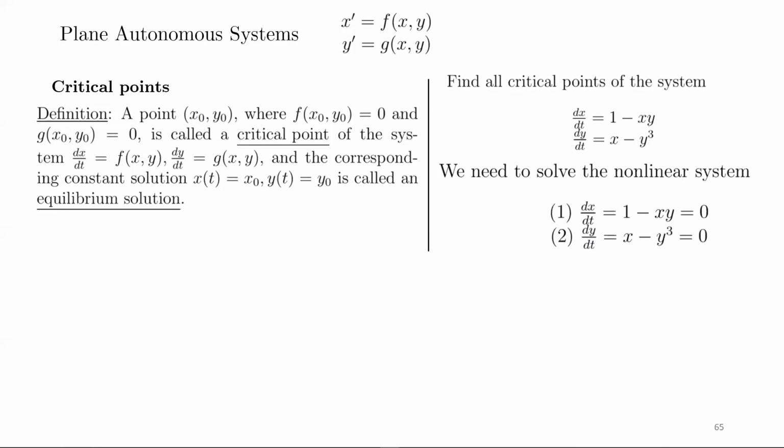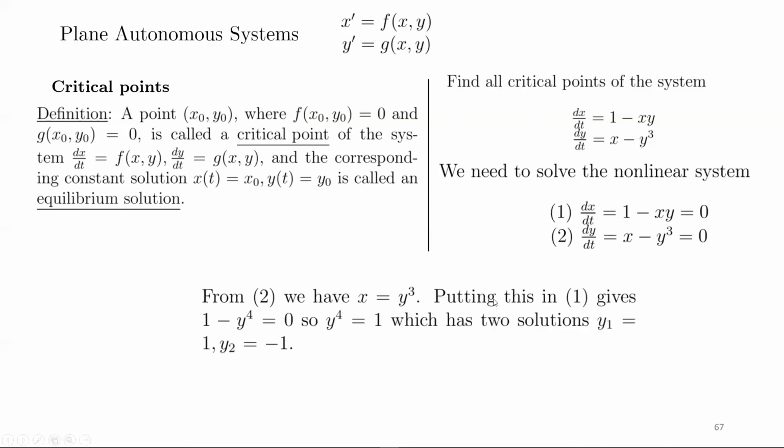From the second equation, we can rearrange that and say, if I take y cubed to the other side, x equals y cubed. So x has to be equal to y cubed. If now I use that relation in equation 1, I get 1 minus xy equals 0, and x I can change out for y cubed. So I get 1 minus y cubed times y equals 0. So 1 minus y to the power of 4 equals 0.